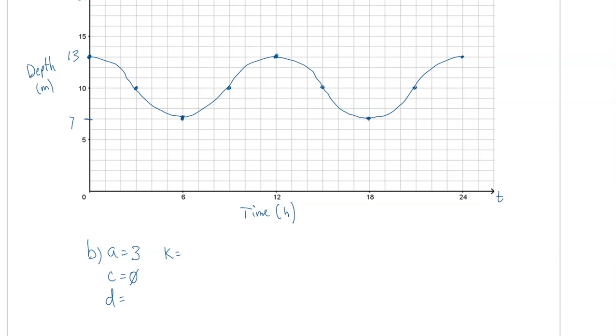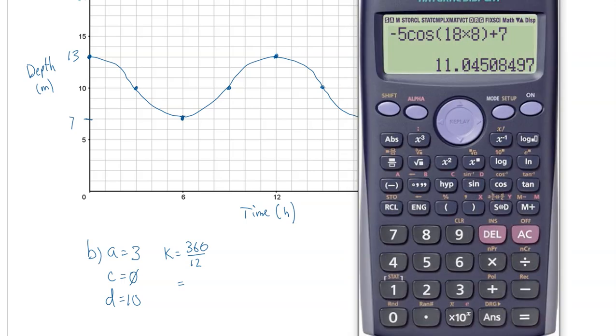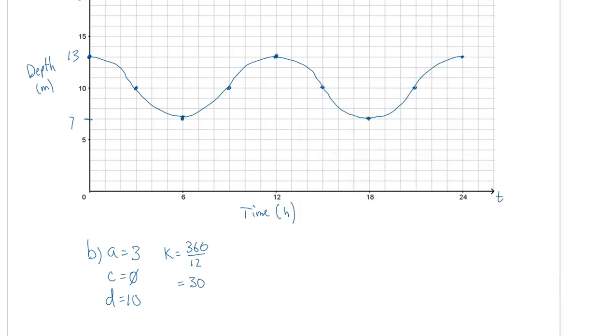So my amplitude is 3, so my A value is 3, and D is that middle value, in this case of 10. K is 360 divided by the period. Period is 12 in this case. 360 divided by 12, again, always be checking these on your calculator, but this one gives us 30. So therefore D at T equals 3 cos 30T plus 10.